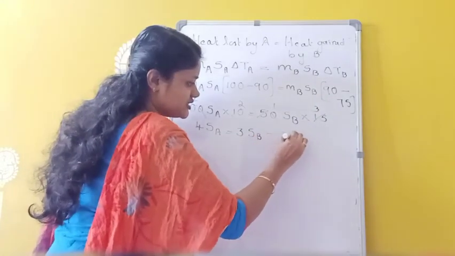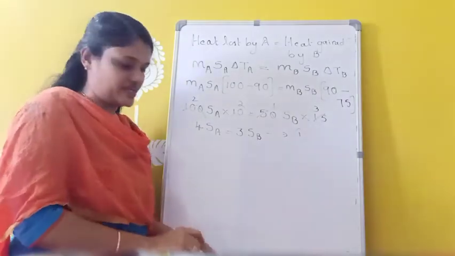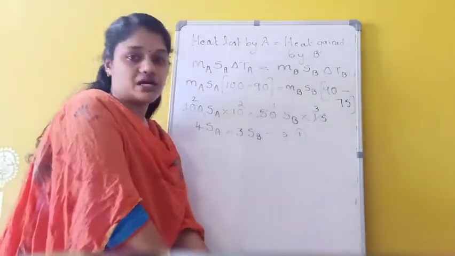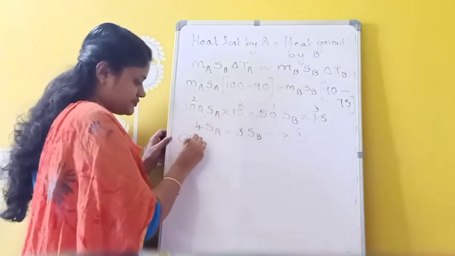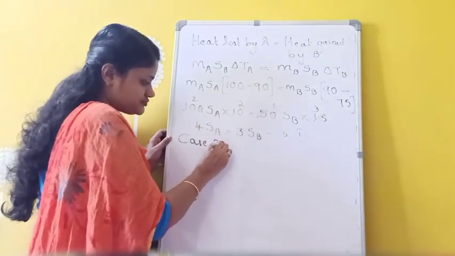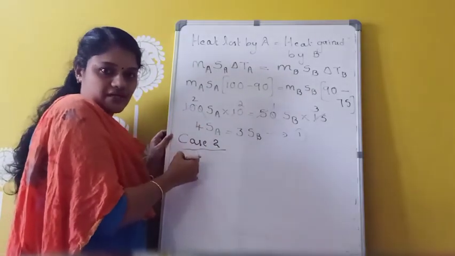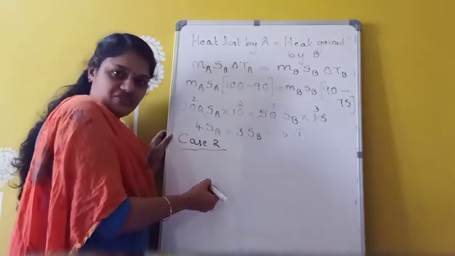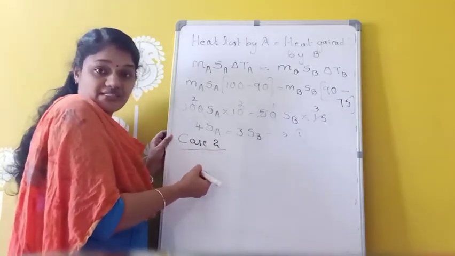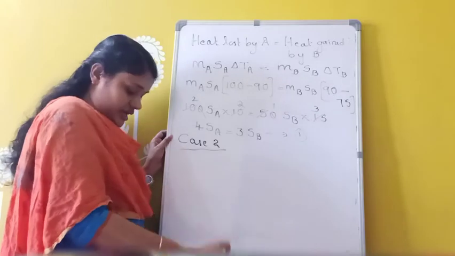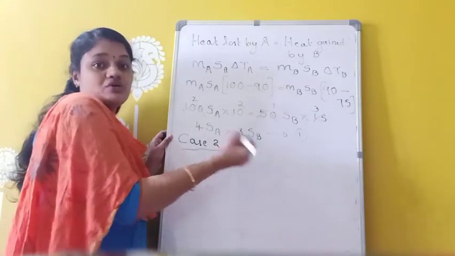So take it as equation number 1. From the first case we got one equation, and using this equation we have to substitute for which one? The second case. So now we are going for the second case. Case 2. In the second case, mass of liquid A is the same, only 100 grams, and mass of liquid B is 50 grams. But this liquid A has a temperature of 100 degrees Celsius and this liquid B is at a temperature of how much? 50 degrees Celsius.